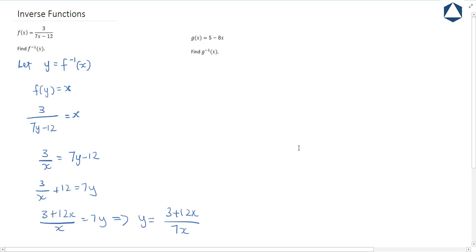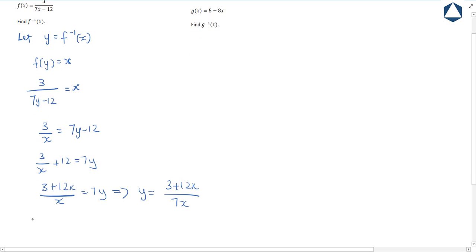So in this case, what is y equal to? y is our inverse function. So to finalize, the inverse function of f of x is equal to 3 plus 12x over 7x.